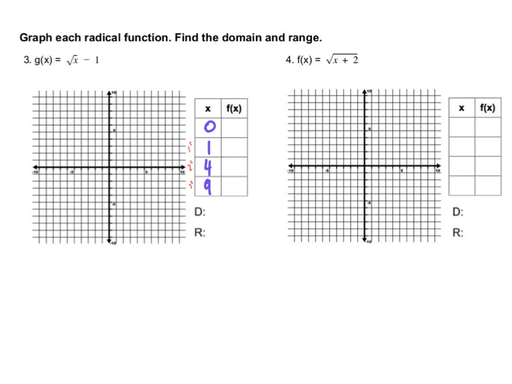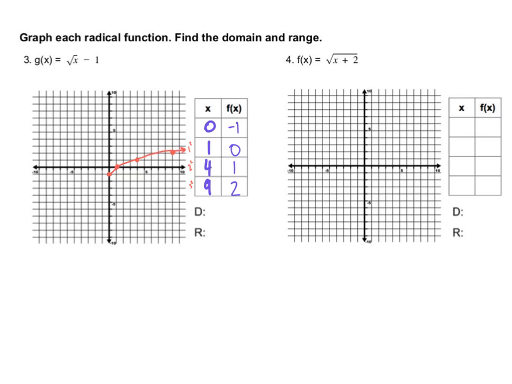Alright, so when I plug those values in, 0 squared is 0. And if I subtract 1, I get negative 1. The square root of 1 is 1. Subtracting 1 gives me 0. The square root of 4 gives 2. Subtracting 1 gives me 1. The square root of 9 is 3. Subtracting 1 gives me 2. Alright, so graphing (0, -1), (1, 0), (4, 1), and (9, 2).